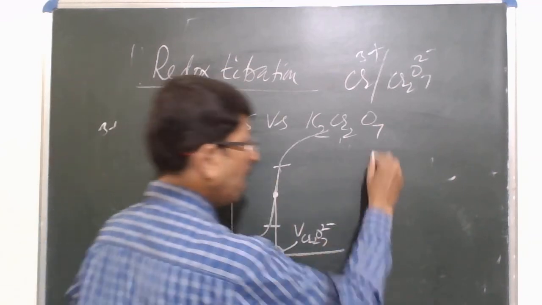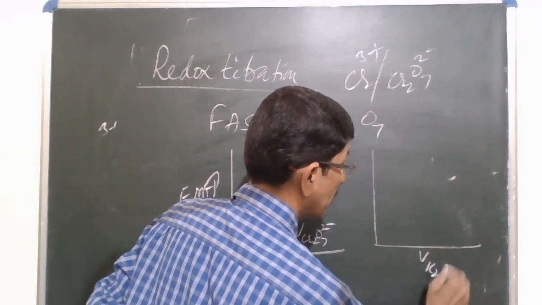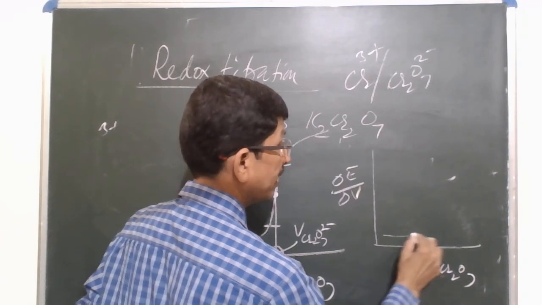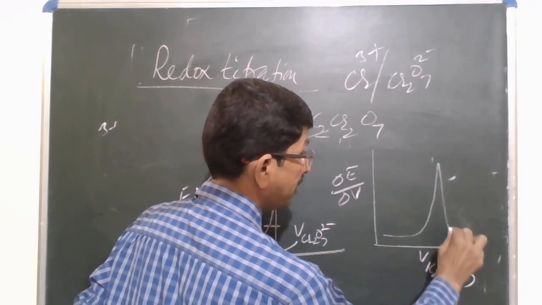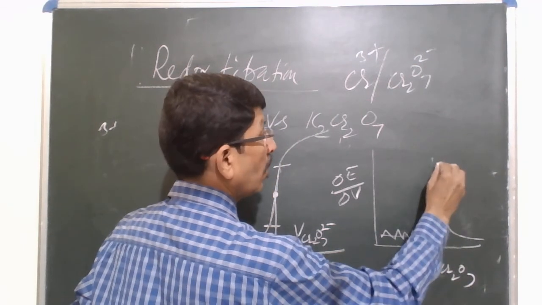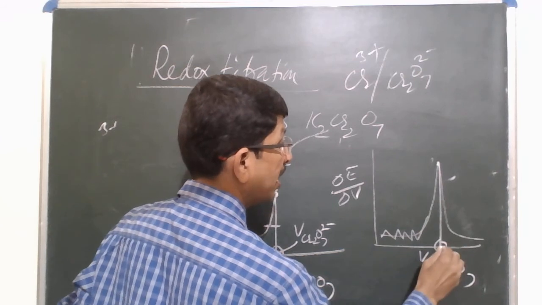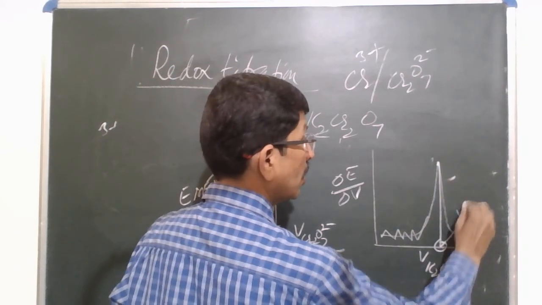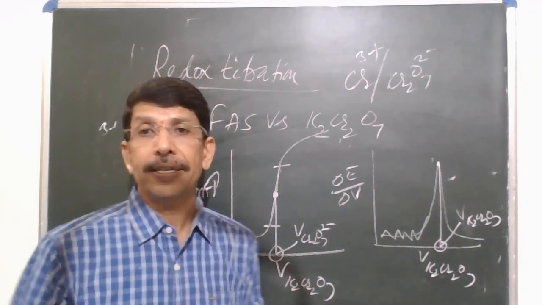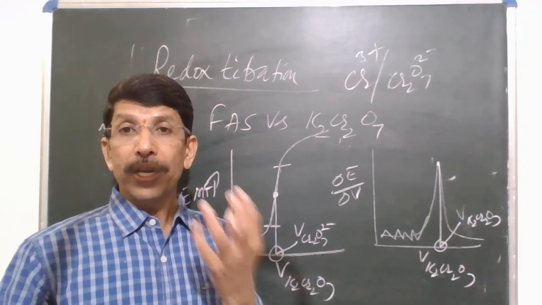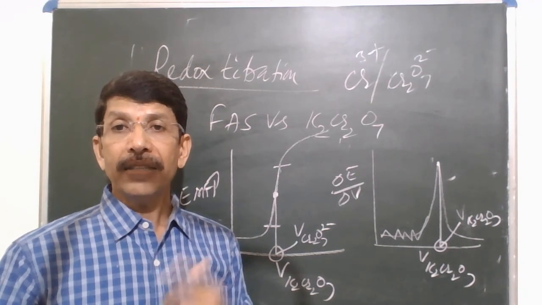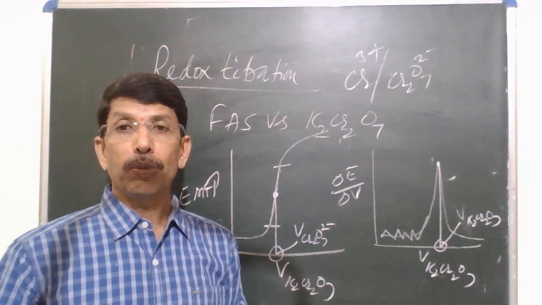Either we can draw this graph, or we can also draw the first differential graph, where we get a similar curve as we have discussed earlier, like this, or it could be like this also. So the volume of dichromate corresponding to the peak would be the volume of dichromate consumed by the known volume of FAS taken. So this is how we can carry out acid base as well as redox titrations by the potentiometric method.